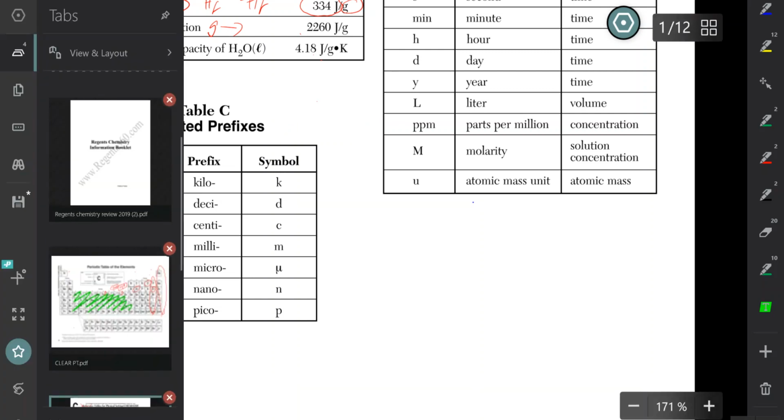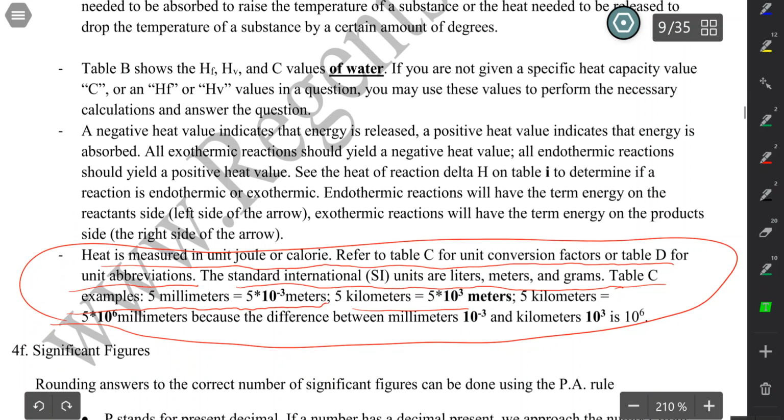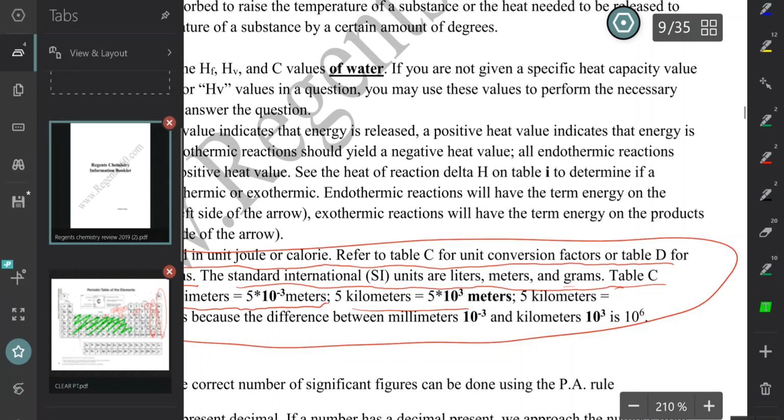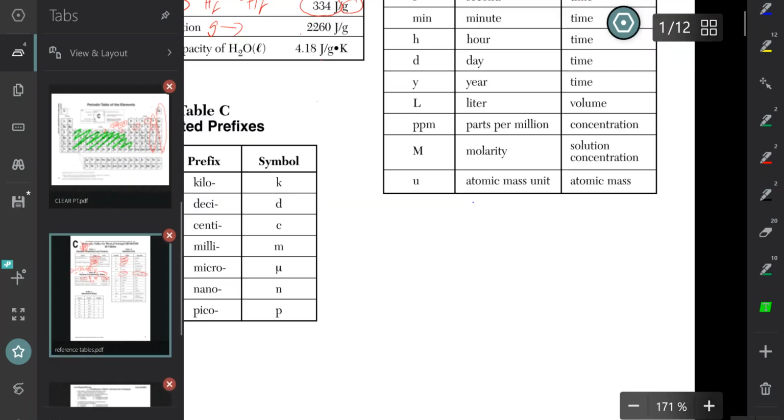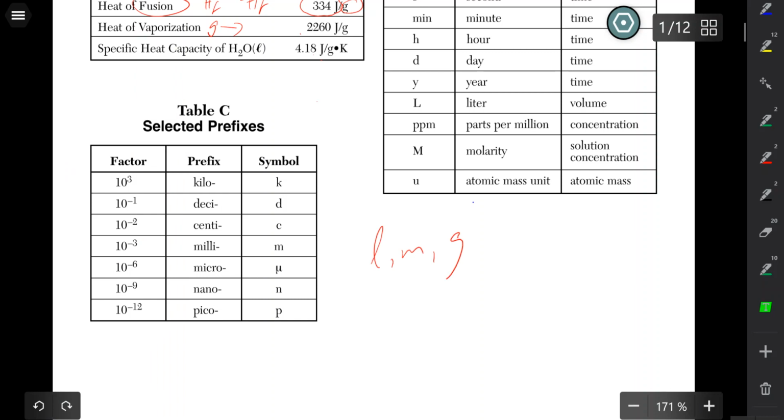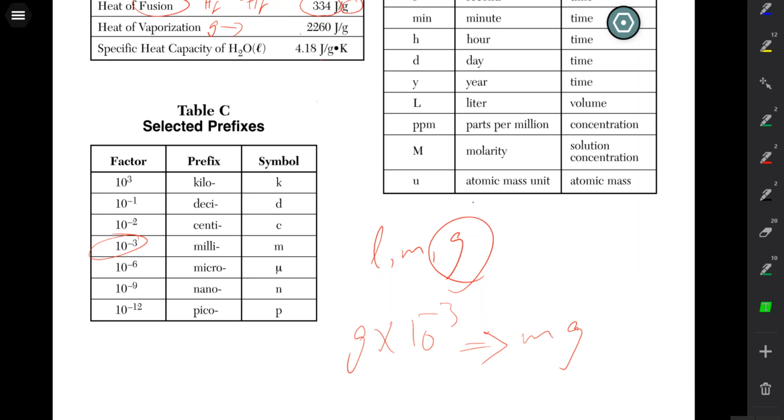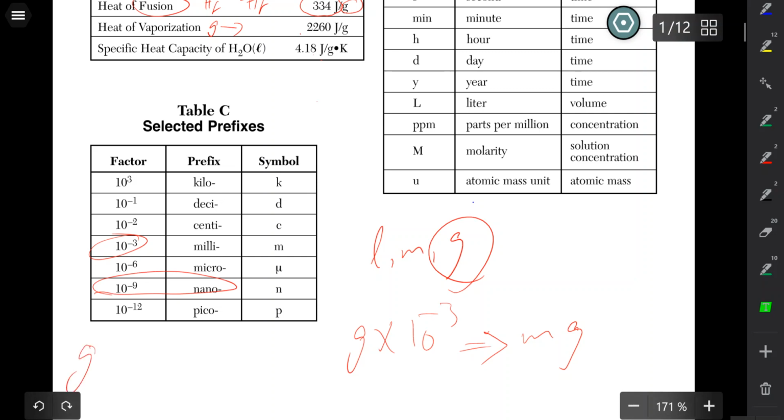So as mentioned here, the standard international units are liters, meters, and grams. Going back, you've got liters, meters, and grams. Okay, so if you are converting grams to milligrams, you simply take your grams and multiply by the factor 10 to the negative 3, and you get your milligrams. If you're converting grams to nanograms, say you have 5 grams, multiply that by 10 to the negative 9 in your calculator, and you will get nanograms.